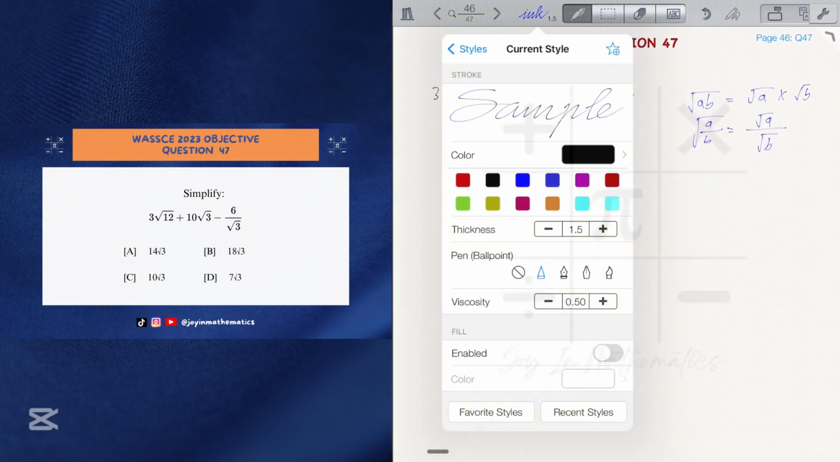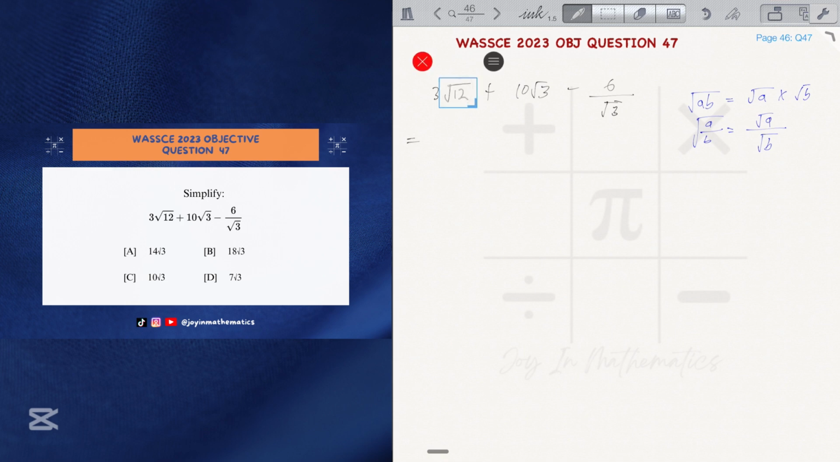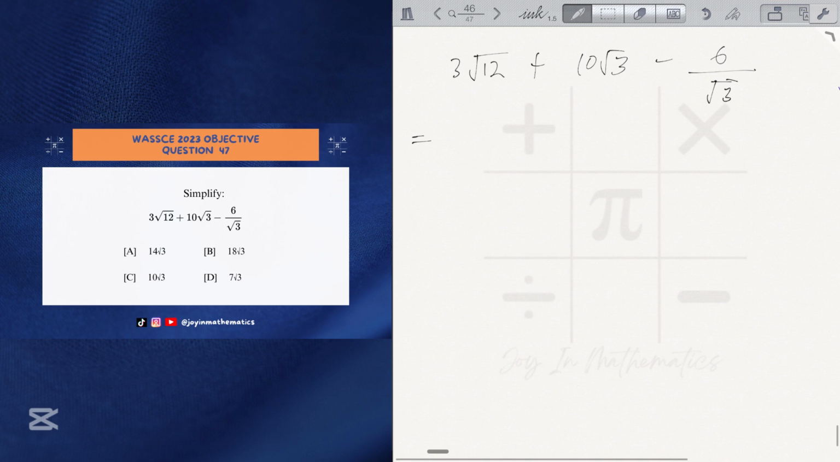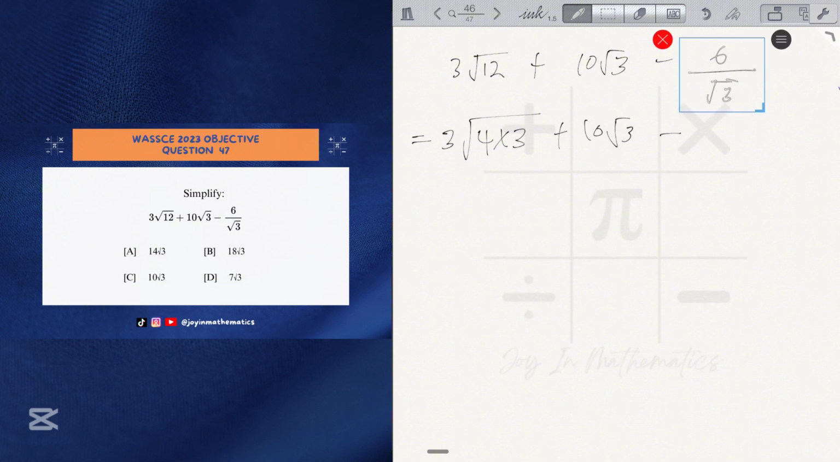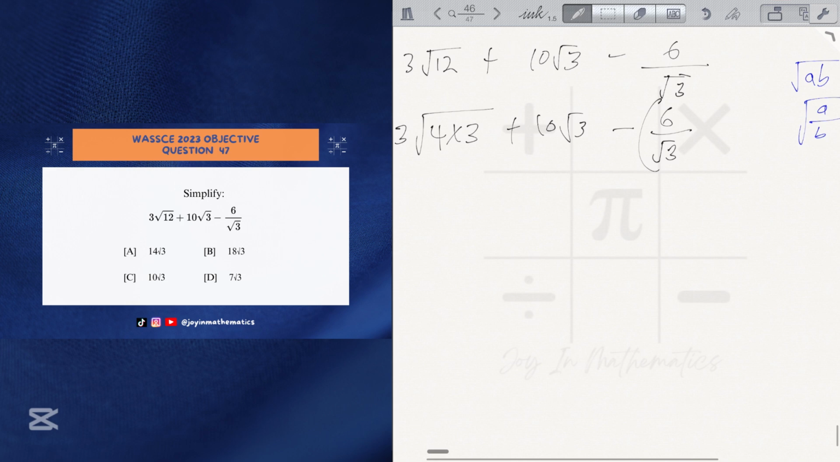So let's begin. Let's convert 12 to the basic surd. So now we are converting from single surd to basic surd. Watch more lesson videos on that to establish understanding. So this 12 will become 4 multiplied by 3. So we have 10 root 3 minus this 6 divided by root 3. Now we will have to rationalize the denominator. We are going to rationalize the denominator in such a way that we will multiply the numerator and the denominator by the denominator. So we have 6 over root 3 multiplied by root 3 divided by root 3. So let's move on.